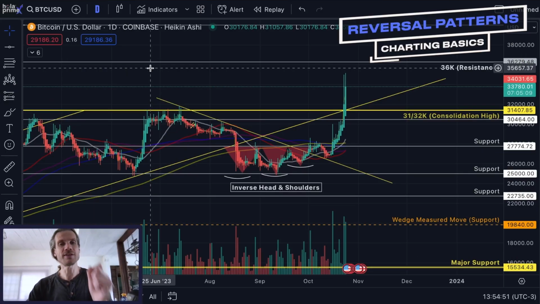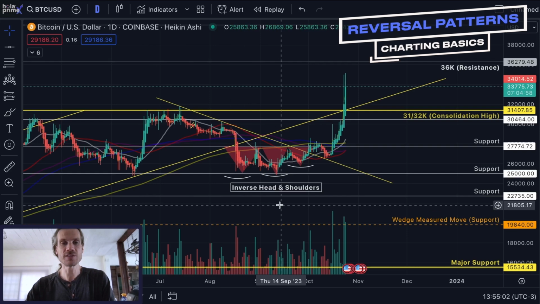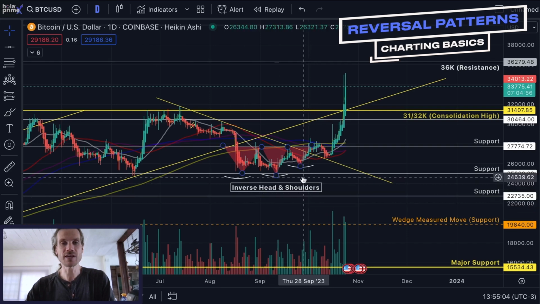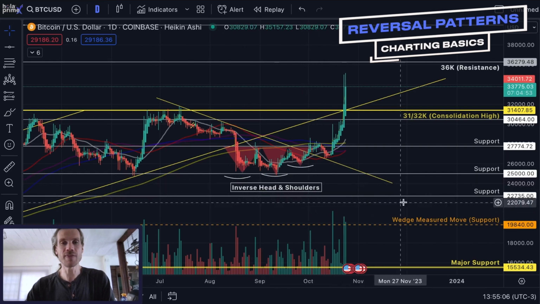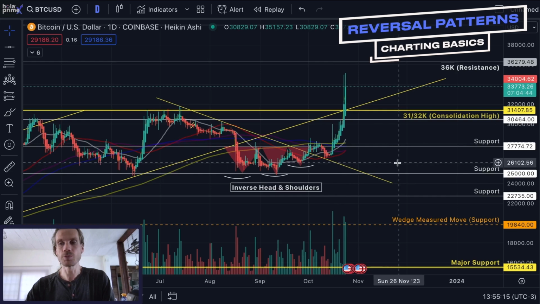So this is Bitcoin daily chart. We were looking at this earlier, and this has a clear example of an inverse head and shoulders which has successfully played out. You can see here the left shoulder, you can see here the head, and you can see here a higher low, the right shoulder, and then the price action breaking above the confirmation line without putting in a lower low, and then of course the price action moves upwards with gusto.